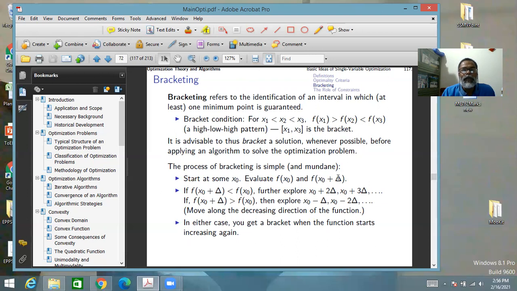Once you do this, in either case you get a bracket when the function decreasing, decreasing, decreasing starts increasing again. Then the immediately preceding, the lower one, and then the next higher one, that gives you a bracket. Once you have that, you have the surety that in between this there must be a minimum point, and then you try to find that out a little precisely.